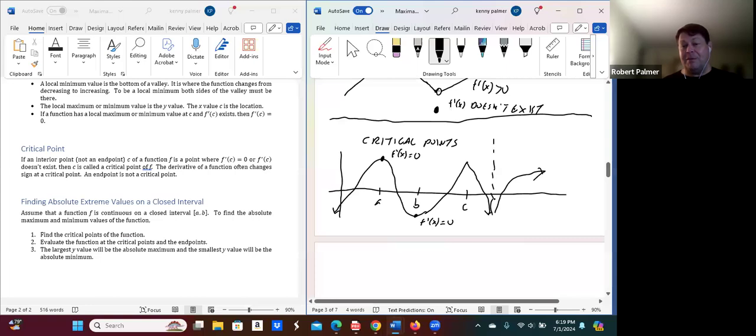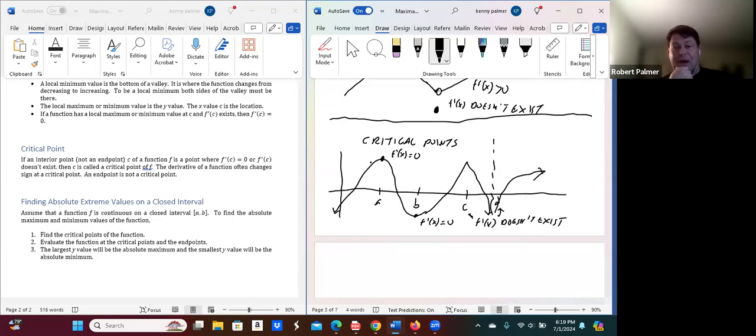Now, what about here? I'm going to call this D, where this asymptote is. And also, once again, at both C and D, f prime of x doesn't exist. I'm trying to draw arrows there. So all these are four critical points. First two are where your derivative is 0.